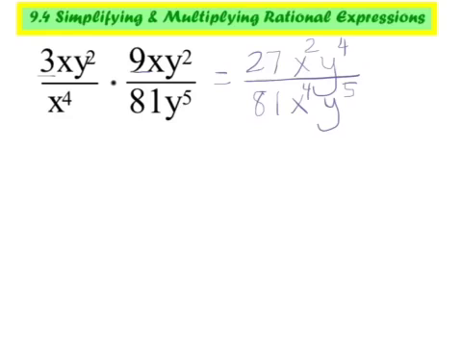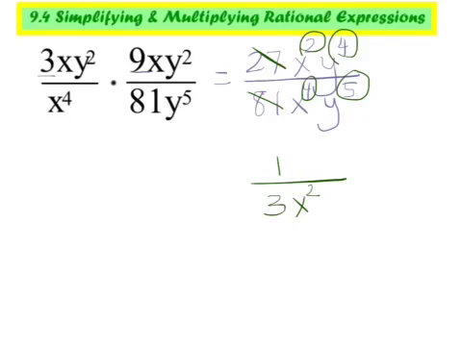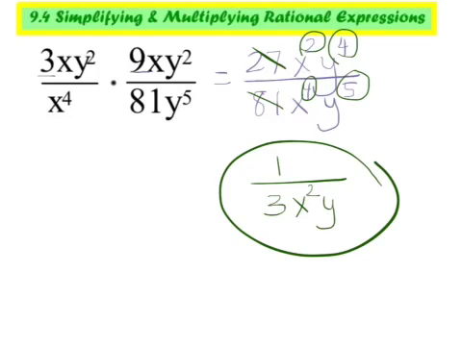And at this point, I can then begin to simplify. I can actually divide both numbers by 27 and reduce this expression to 1 over 3. And then when I cancel out some of my variables, I'll remember my exponent rules that say subtract. So 4 minus 2 gives me an x squared, and I'll put it on the bottom because that's where my biggest exponent was. And then for my y's, 5 minus 4 gives me 1 y left. So this expression simplifies to 1 over 3x squared times y.